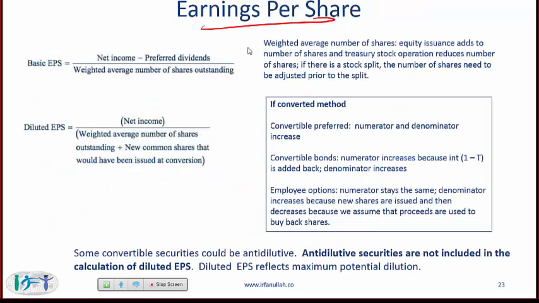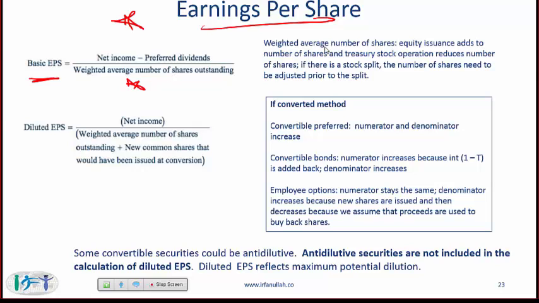Earnings per share. This is perhaps one of the most important metrics in finance, because when you are evaluating a company, you look at earnings per share and you are often concerned with the growth rate of earnings per share. So I'd say that the probability of getting a question on this topic is very high. Basic earnings per share is net income minus preferred dividends divided by weighted average number of shares outstanding. On your exam, the tricky aspect here is figuring out the weighted average.